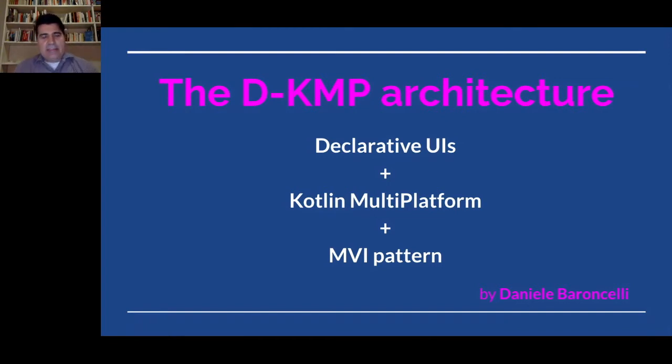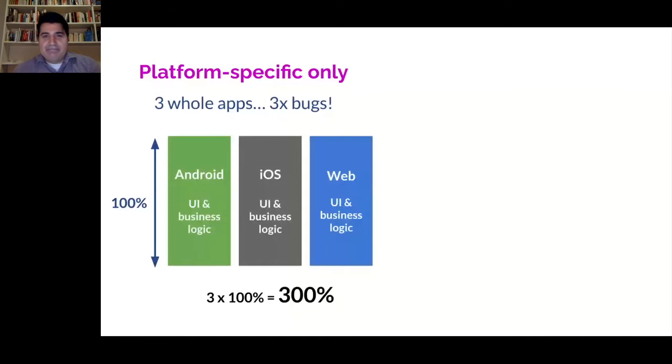Traditionally, app development has always been about developing whole apps without sharing much code at all. So if a company wants to develop 3 apps, Android, iOS, and web, they would develop 3 whole apps without sharing, in most cases, much.